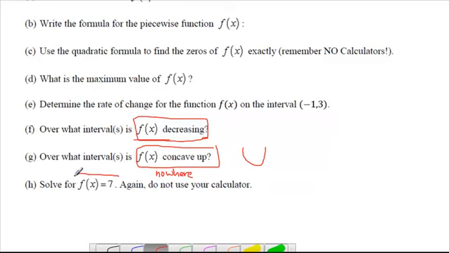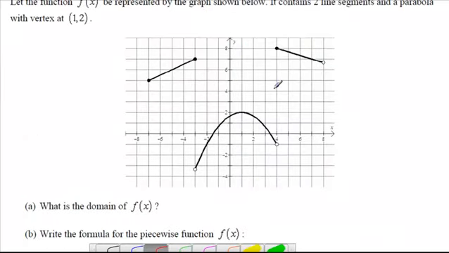Last question, solve for f of x equal to 7. Do not use a calculator. That means we're going to have to use our formulas, set them equal to 7, and solve. If I look where 7 is, I see that it's going to equal 7 at a couple places, here and here. This one actually doesn't have a lot to do. We know that there's going to be a point here. This is the point that we used. So it's going to equal 7.